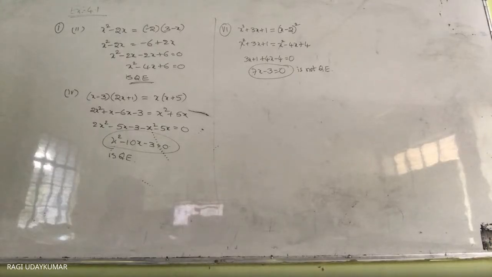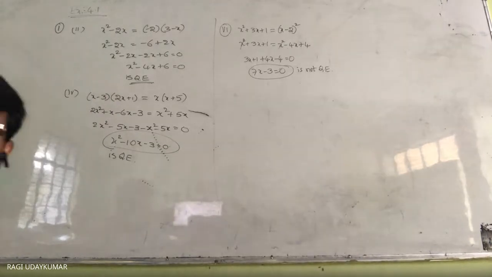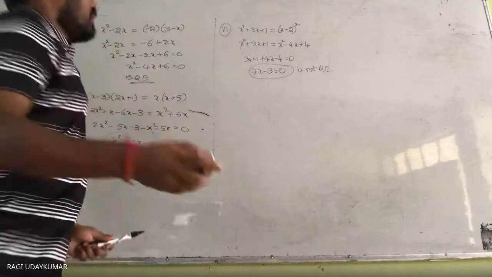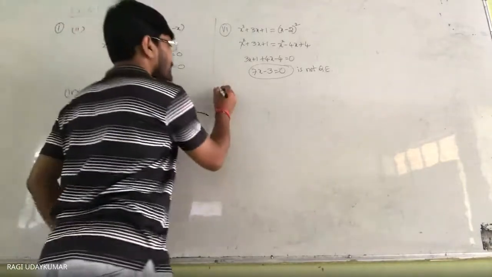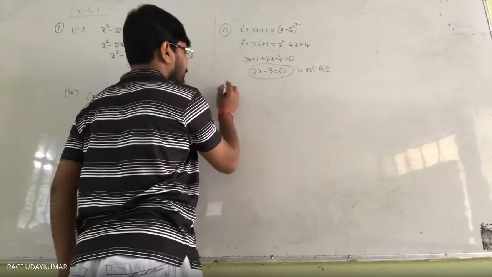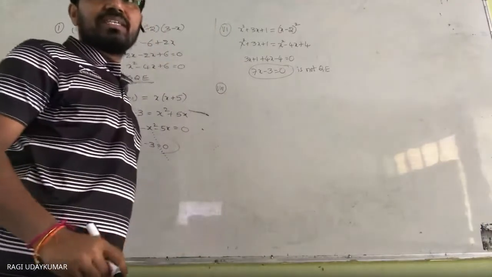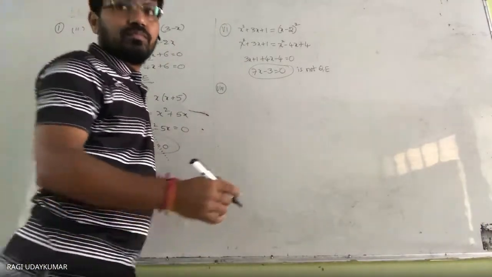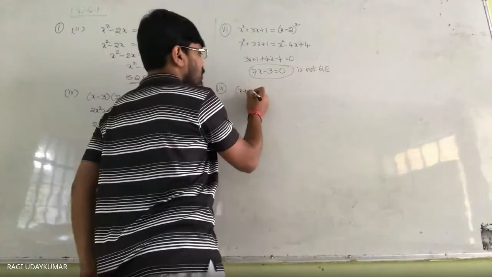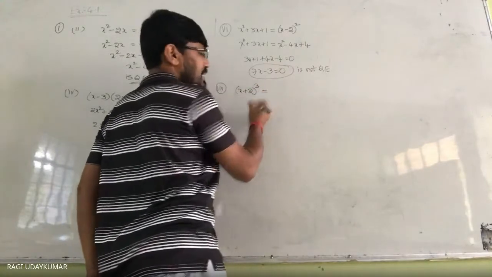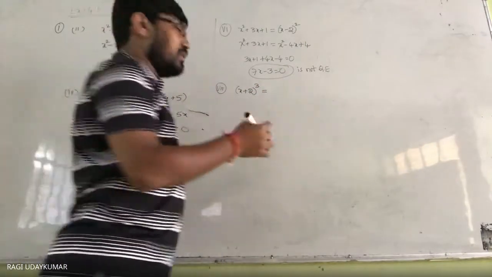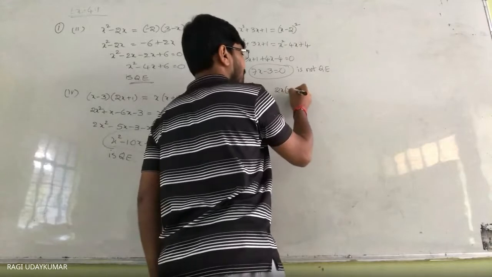Sir, will you please explain the seventh part of question number 1? Question number 1, seventh part. Okay, I'll explain. See, here itself this is the seventh question. So the question is given: x plus 2 whole cube is equal to 2x into x square minus 1.